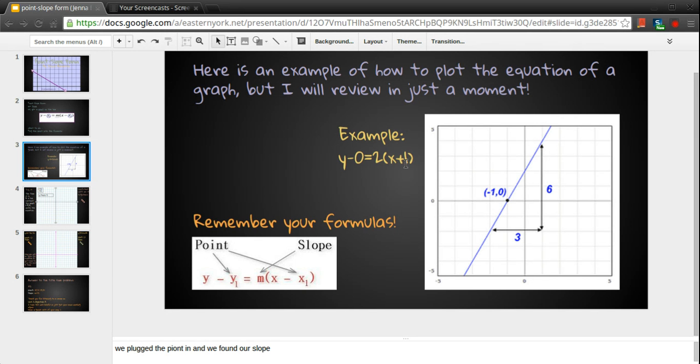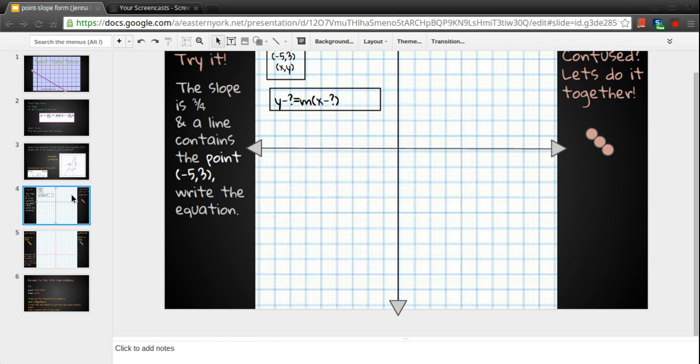Really, it's just the opposite of the number right here. So if it's negative, it's positive. If it's a positive, it's a negative. Remember your formulas. This is the formula again. Okay. Now we will try it.